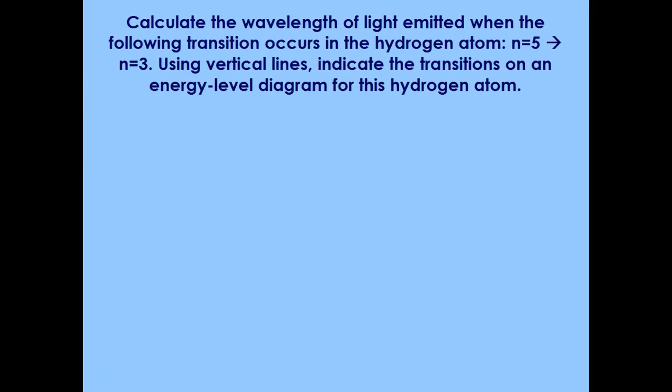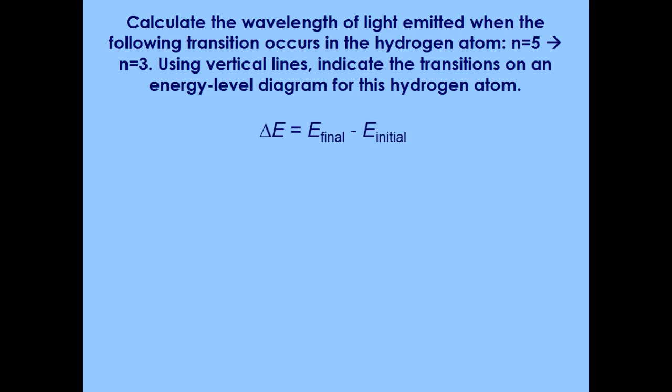So what we're going to do, and you're going to have a problem very similar to this on your homework, is just do a couple different energy levels. We're going to calculate the wavelength of light emitted when hydrogen undergoes a transition from n equals 5 to n equals 3. And then we're going to set up a graph similar to the one that I just discussed, showing the transitions on an energy level diagram.